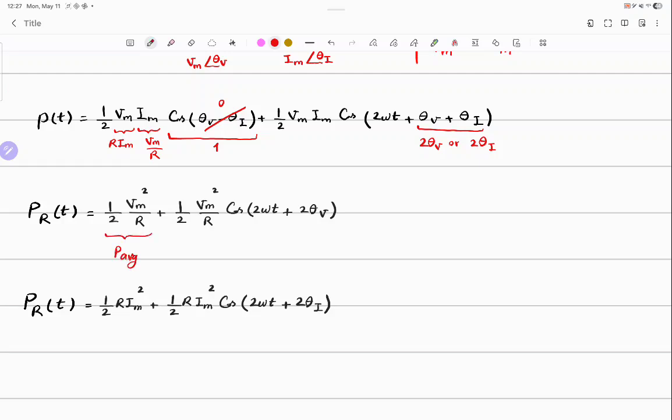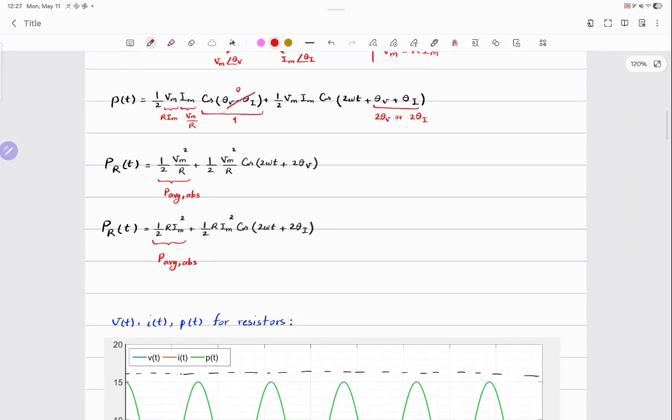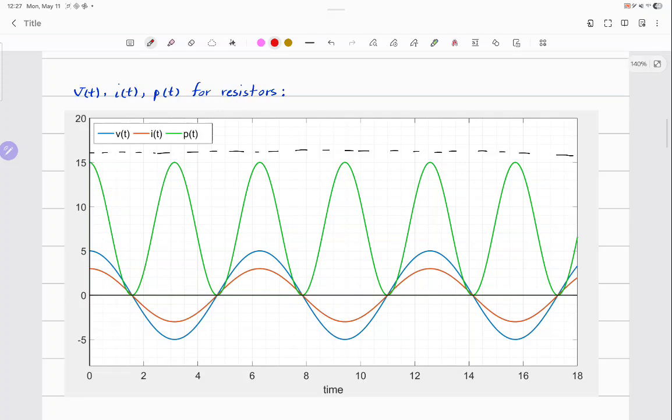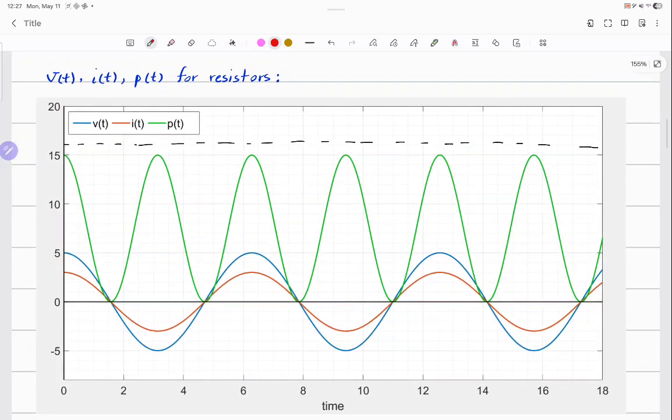P average absorbed. Now, I have plotted these in MATLAB. I have plotted voltage, current, and power. It's color-coded, so the blue and red are voltage and current. I'm going to ask a series of questions.